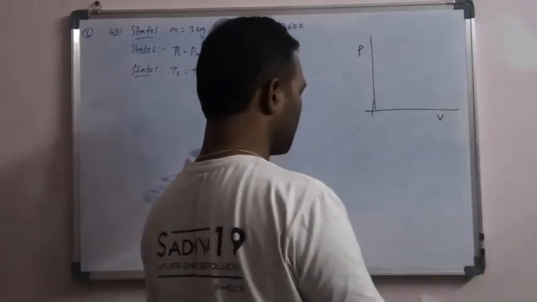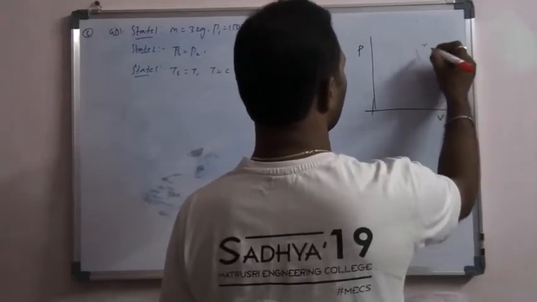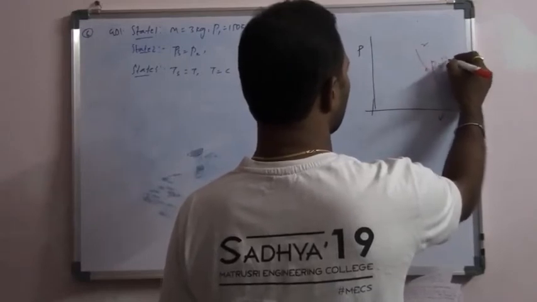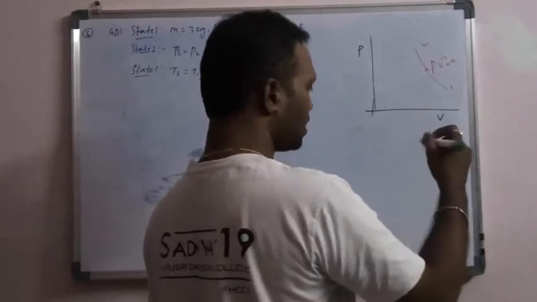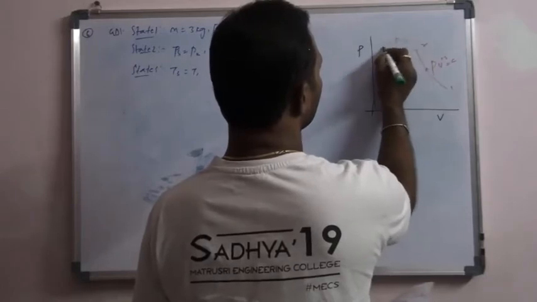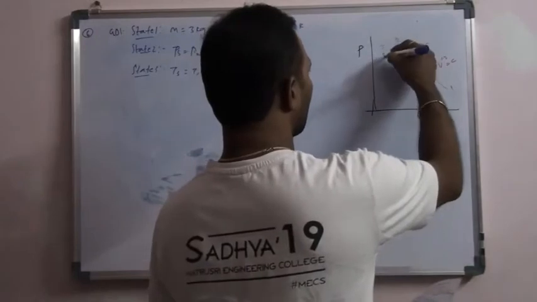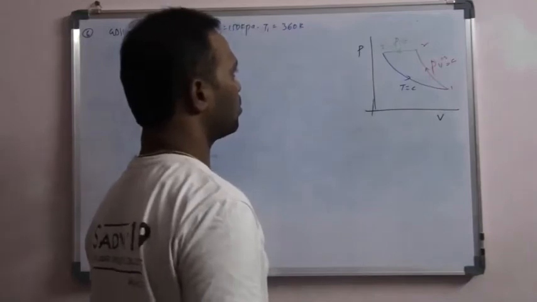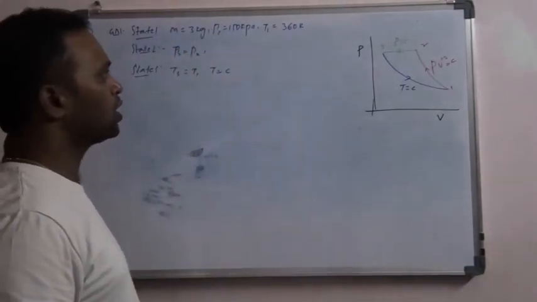So first let us try to draw states 1 and 2, where PV^1.2 is equal to constant. Next it is given that pressure is constant. State 3 next, where temperature is constant. Okay, so we are done with the given data, and we are done with the PV diagram.